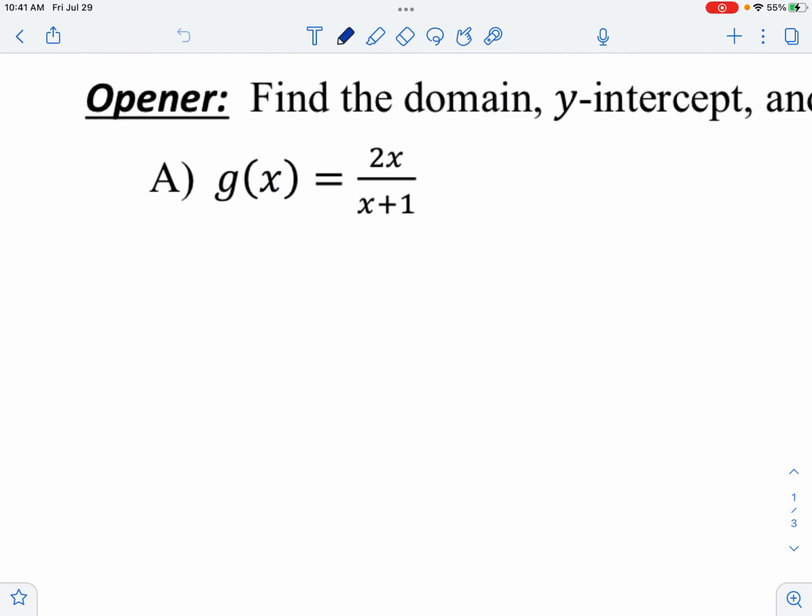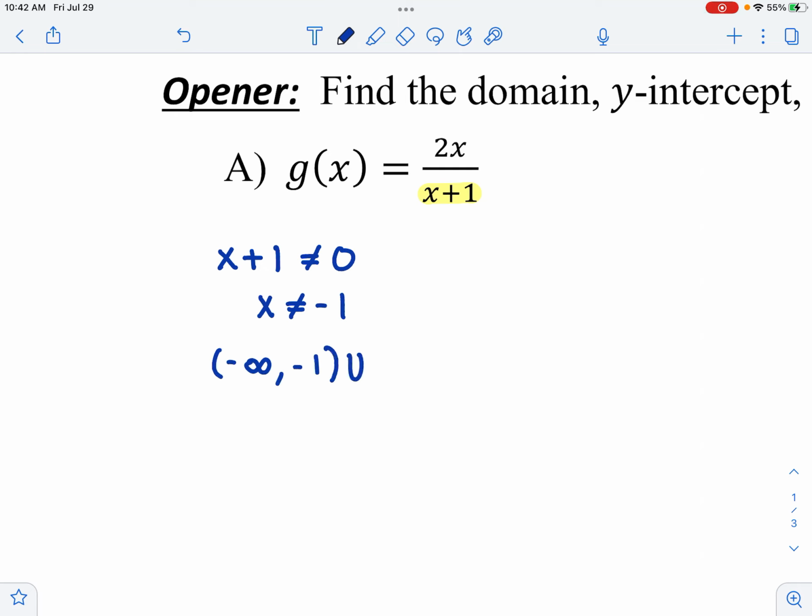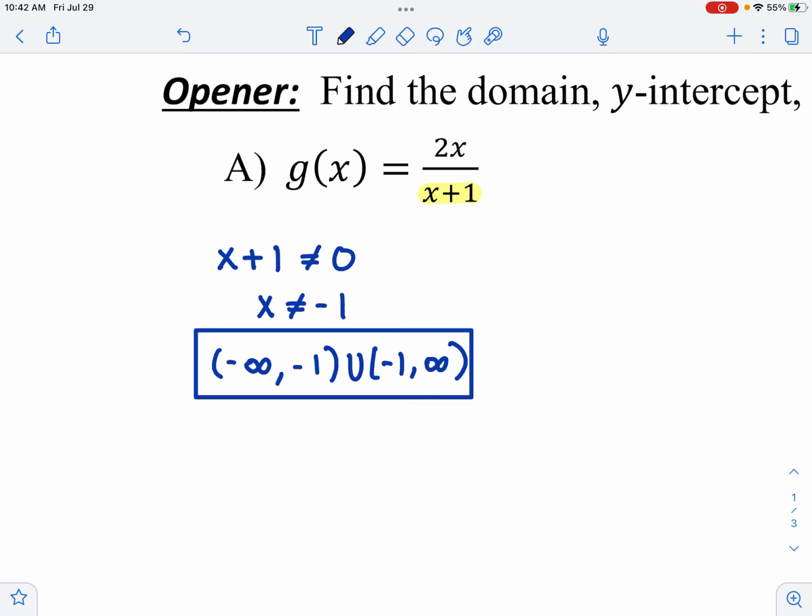So we'll start with this one. We're going to start with the domain, and we're going to ask ourselves, are there any restrictions? There's a denominator, and denominators cannot be equal to 0. So x plus 1 cannot be equal to 0, so therefore x cannot be negative 1. So now we want to write that in interval notation. If it can't be negative 1, it means it can be anything less than negative 1 leading up to negative 1, and then anything greater than negative 1.